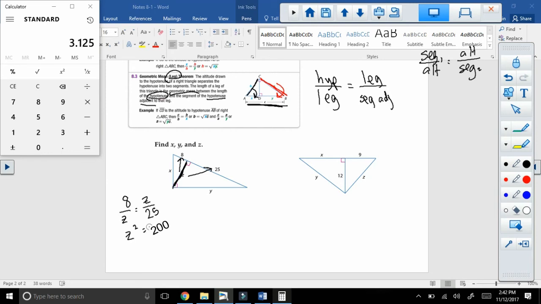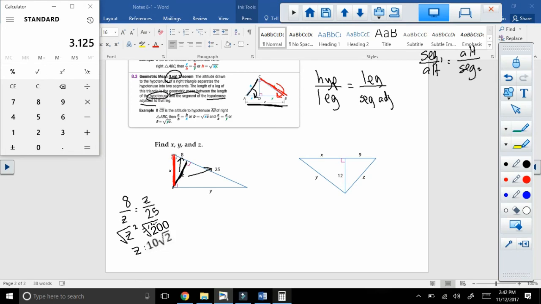So Z squared equals 200, and Z equals 10 times the square root of 2. And you're done with a third of this problem. I still need to go back and solve for Y and X, and it doesn't really matter for this one which order I do these. Again, just a personal preference, I like to start with the altitude when I can.